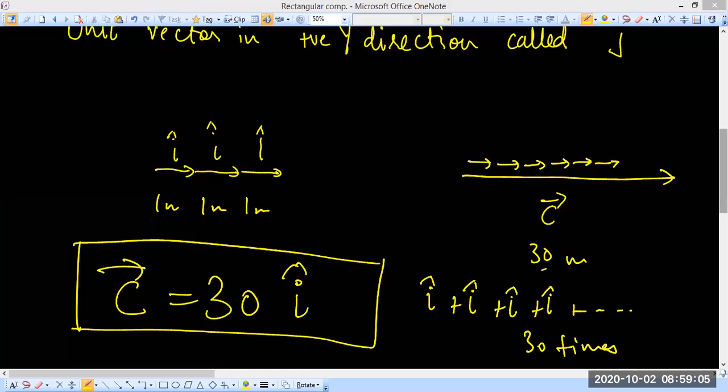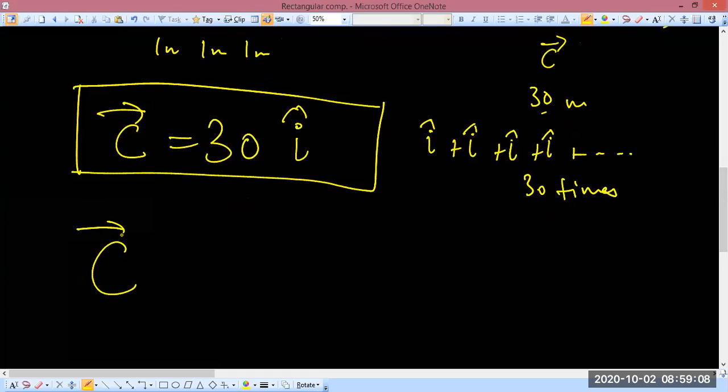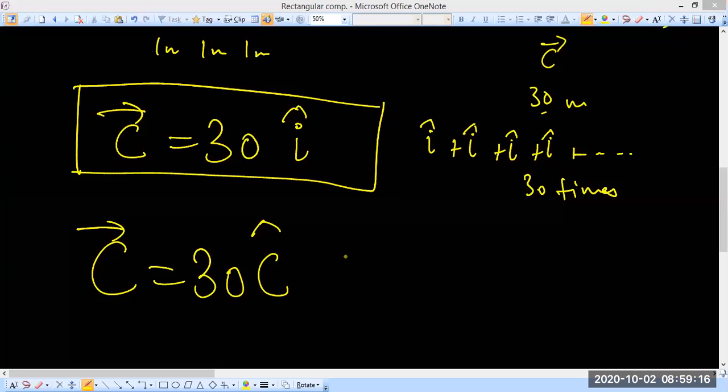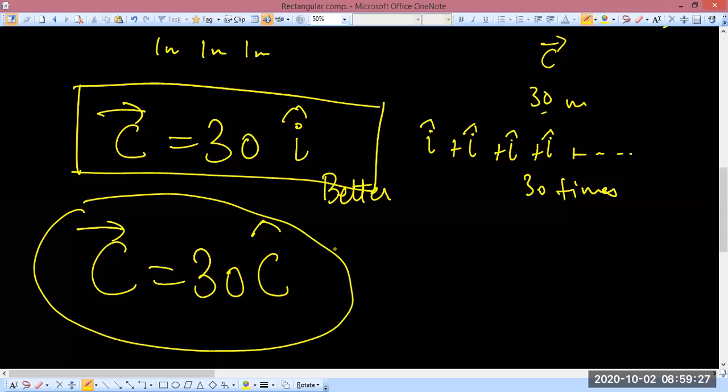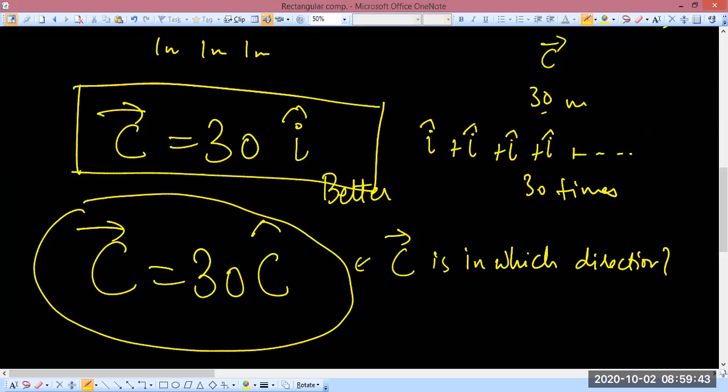Okay, so there is a good question here: can't we write it like this? Yes, we can. This is also correct. You can write it like this, but this is better. I'll tell you why it's better. If you look at this, you will not know which direction the C vector is in. You will not be able to know that.